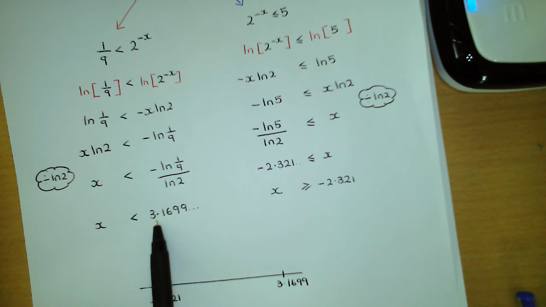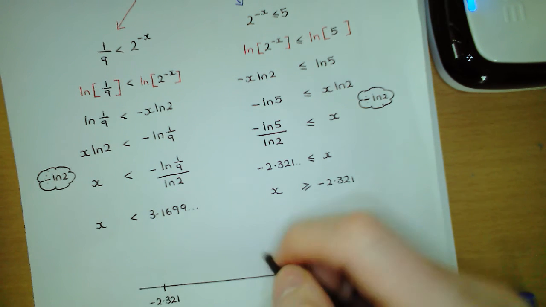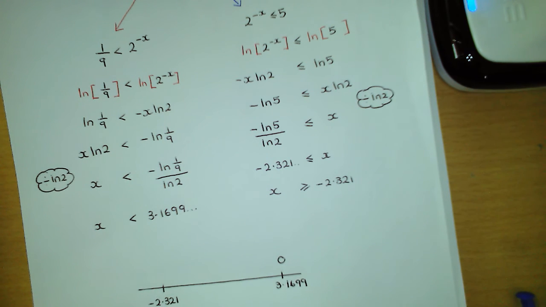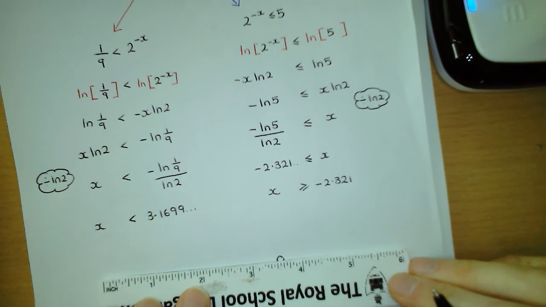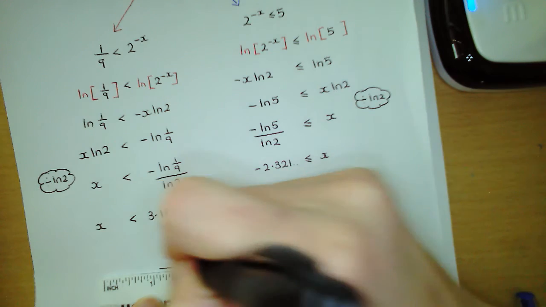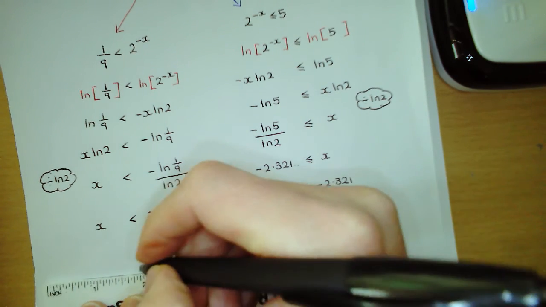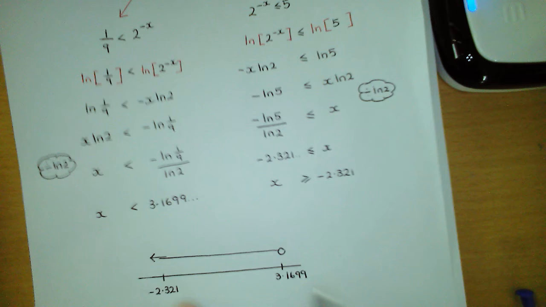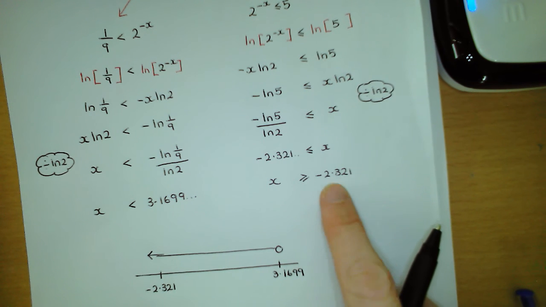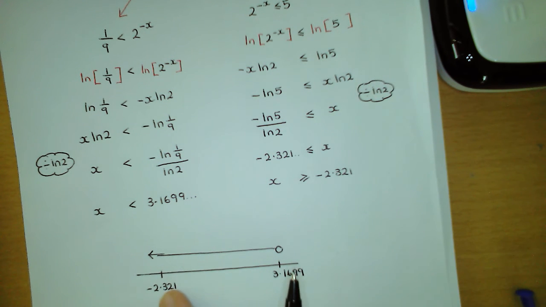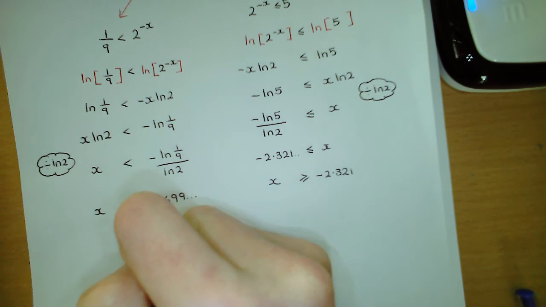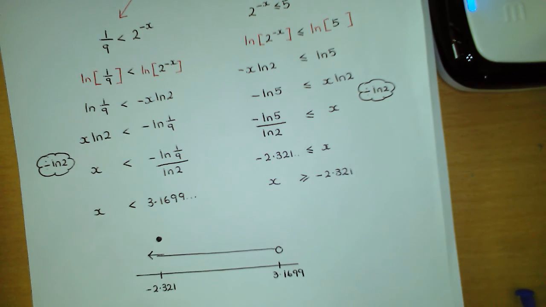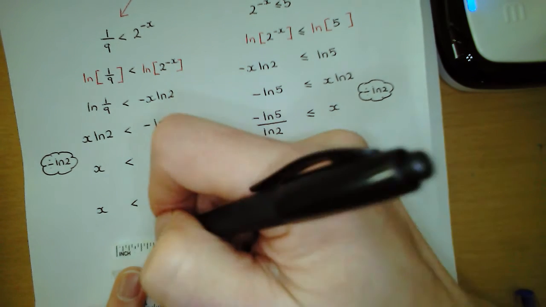Now, x takes values less than 3.1699, so I'm going to put an open circle above that value because that means x can't actually take that value, and then we're going to draw an arrow to the left because x takes values less than that. Now, x takes values bigger than or equal to minus 2.321, so x can take this value here, so I'm going to put a closed circle above it, and then the arrow will be going to the right because x can take values bigger than it as well.